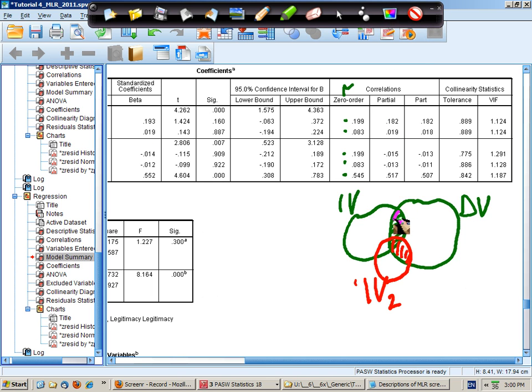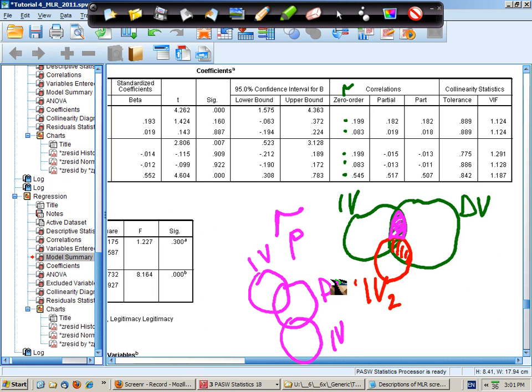So in this case, for IV1, this here is the partial correlation between IV1 and the dependent variable. And therefore it will always be smaller than, or it could be equal to, the correlation where your predictors are not correlated with each other. So IV, IV, DV, these two do not overlap, and therefore their partial correlation is the same as their correlations with the DV.